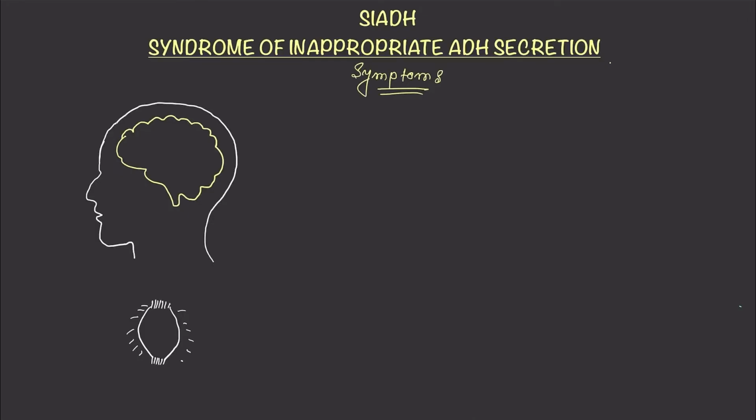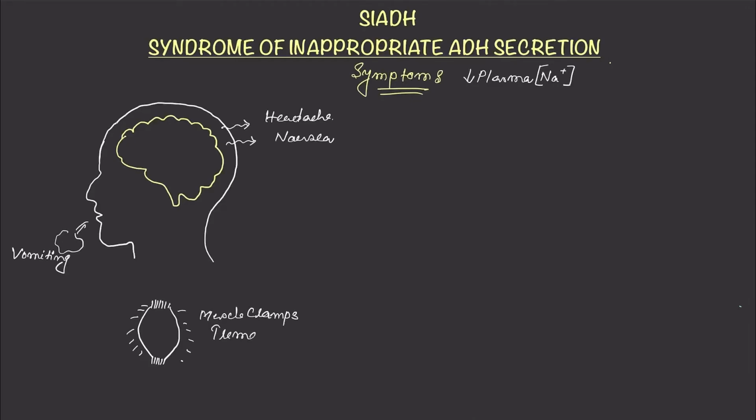Now what are the different symptoms of this SIADH? All of the symptoms related to SIADH are due to decrease in the plasma sodium ion concentration. In mild cases it may cause headache, nausea, or vomiting. And in the neuromuscular system it can produce muscle cramps and tremor.